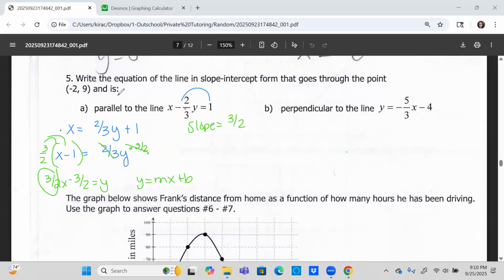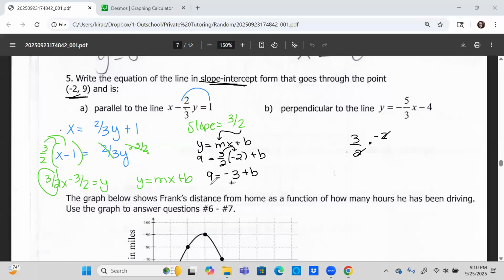So right here, they want slope intercept. So y equals mx plus b. There's the slope. We're keeping it the same. The x is negative 2 and the y is 9. We need to find the b. So we have 9 equals 3/2 times negative 2. This would cancel. Negative 3 plus b, add 3, 12 is b.